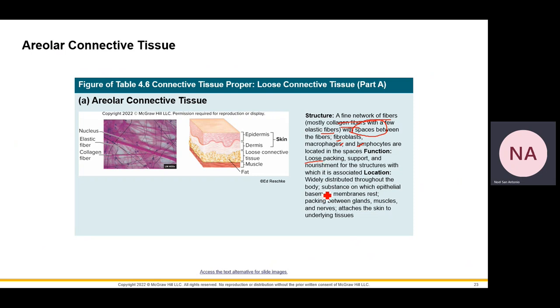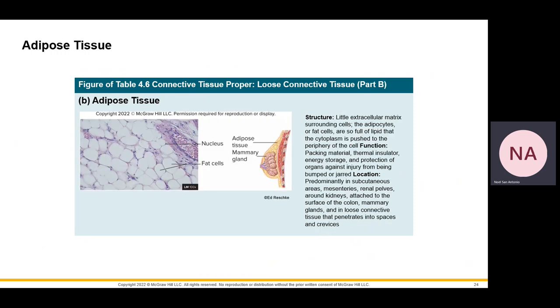So they are usually found widely distributed all throughout the body. And they are usually packing in between glands, muscles, and nerves. And also, you will find this attaches our skin to the underlying tissue. So that is your loose areolar connective tissue.